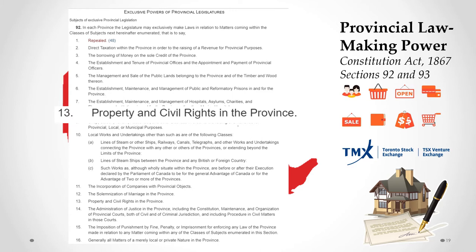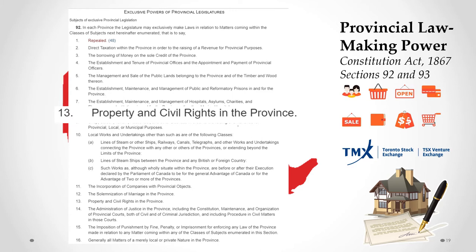The other words in section 92.13 are civil rights, and these words cause some confusion. The modern meaning of civil rights refers to human rights such as freedom of expression, the right not to be detained without proper reason, freedom of religion. The use of the term civil rights in the Constitution Act 1867 does not refer to human rights.